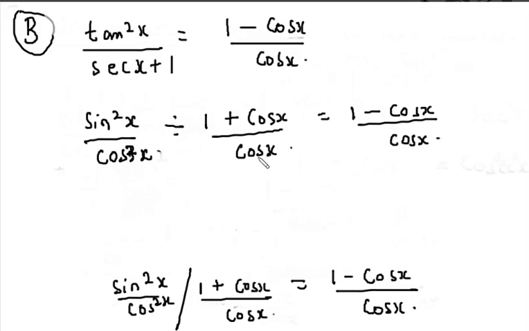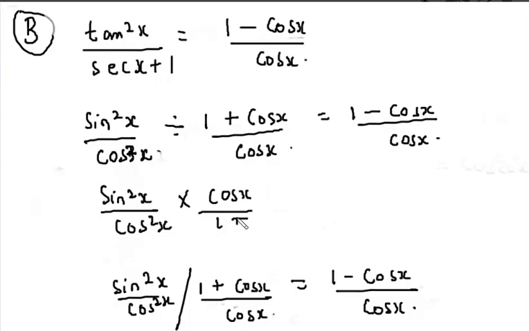To switch this division sign to a multiplication sign, you have to switch the denominator and the numerator of this fraction. So this becomes sine square x over cos square x times cos x over 1 plus cos x equal to 1 minus cos x over cos x.